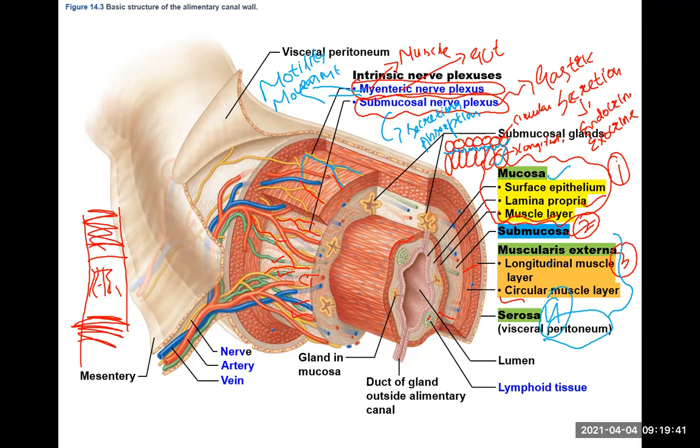So the cavity is lined by what? Another layer, which is called the parietal peritoneum, right? Let me show it to the online girls as well.